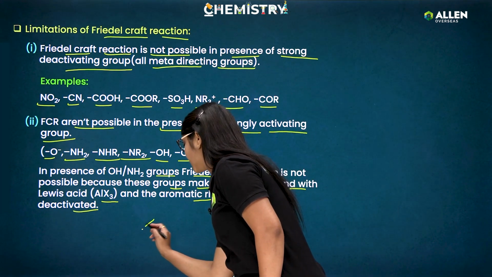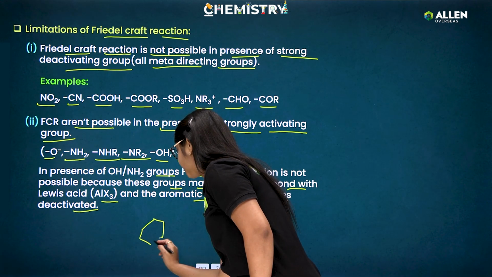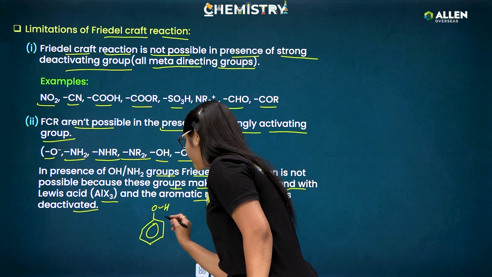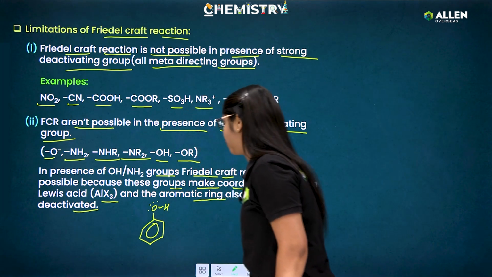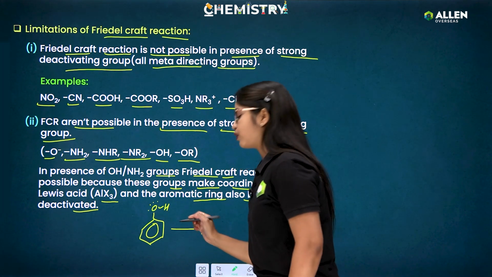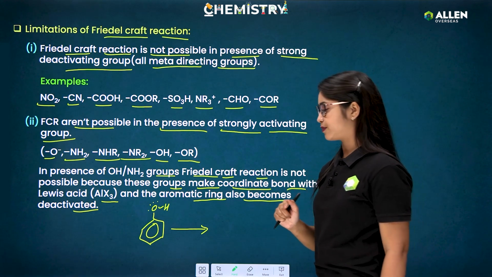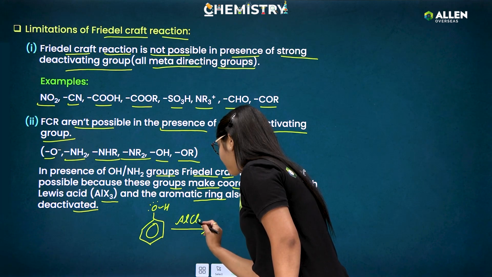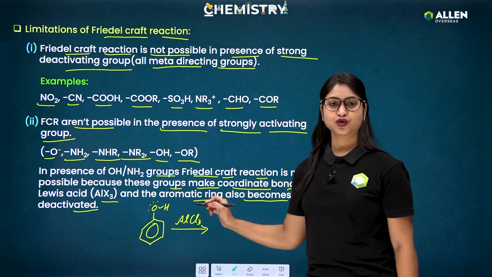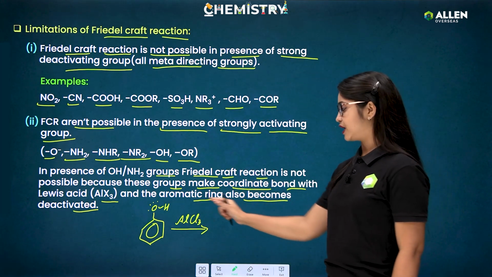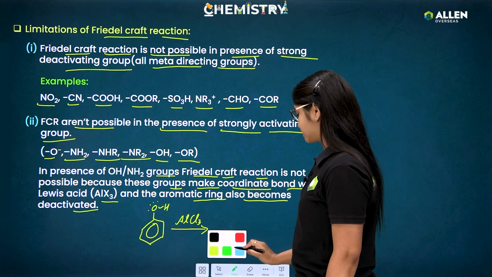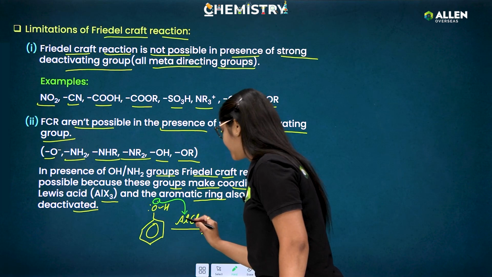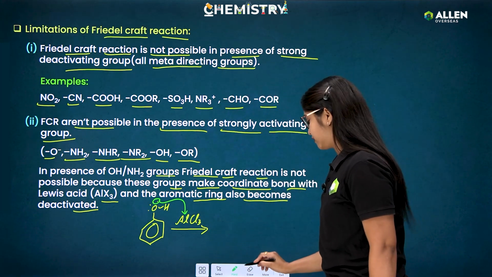Suppose I take the example of phenol. Here you know that on oxygen you have 2 lone pairs. We are taking one Lewis acid for this reaction, suppose AlCl3. So this is a Lewis acid, it will accept a pair of electrons, and oxygen has the electron pair. So oxygen will donate a pair of electrons to the aluminium, right? And one coordinate bond will be formed.